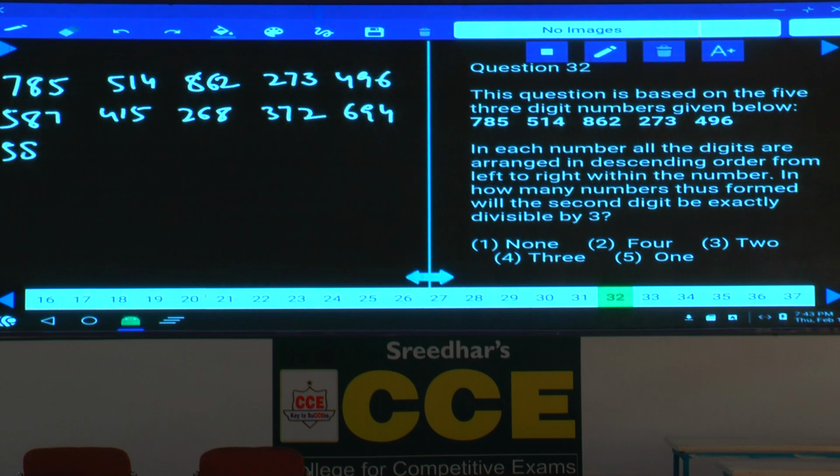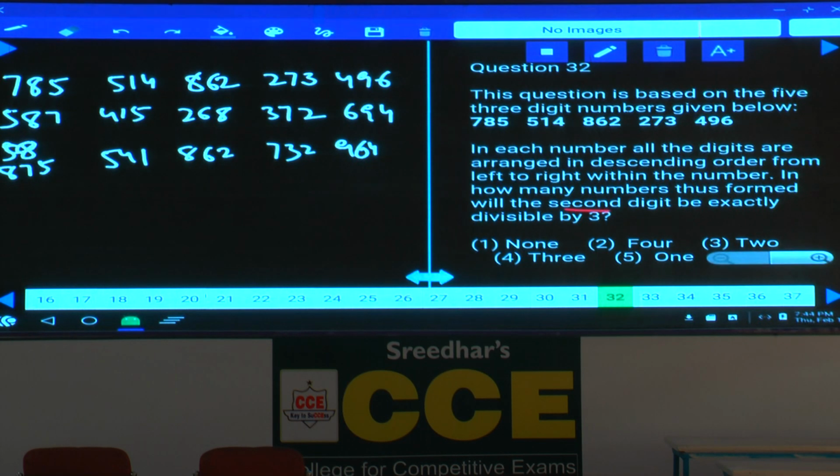This will be 587, descending order 875 and this will be 541 and 862. As it is, this will be 732 and 964. Now among these numbers, you know how many numbers thus formed will the second digit be exactly divided by 3? Now this 7 is not divided by 3, 4 is not divided by 3, here 6 is divided by 3, 3 is divided by 3 and 6 is also divided by 3. Hence in 3 of the numbers it is divided by 3, that is choice 4.